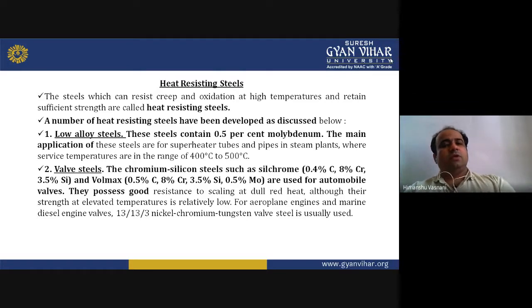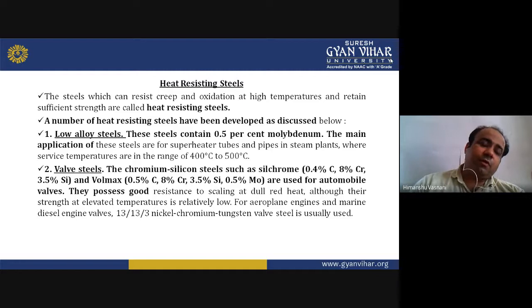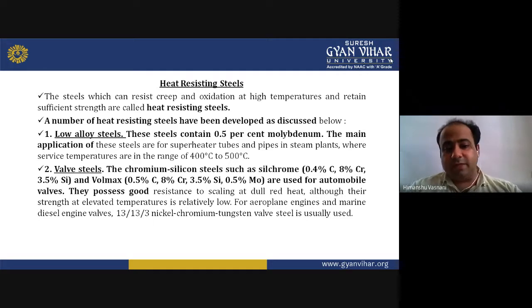They have discussed two such combinations of chromium silicon steels, and the technical names are Silchrome and Volmax. Silchrome has the combination of 0.4% carbon, 8% chromium and 3.5% silicon, and Volmax has 0.5% carbon, 8% chromium, 3.5% silicon and 0.5% molybdenum. These are used for automobile valves, and they possess good resistance to scaling at dull red heat, although their strength at elevated temperature is relatively low.